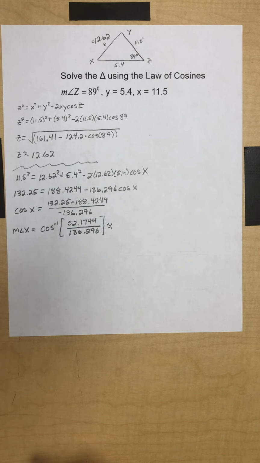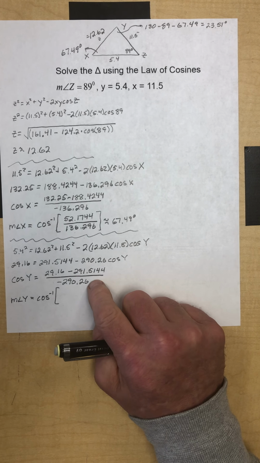Okay, so we have to isolate the cosine of angle y. So cosine of angle y, I would have to go to 29.16 minus 291.5144, and then divide by, again, I can't stress this enough, don't forget about that negative sign, the negative 290.26. Okay, so I know that the measure of angle y will be cosine inverse of this ratio. So notice the numerator, when I subtract those, it's going to be negative. So I'm going to have a negative up above and negative down below, so they're going to cancel each other out.